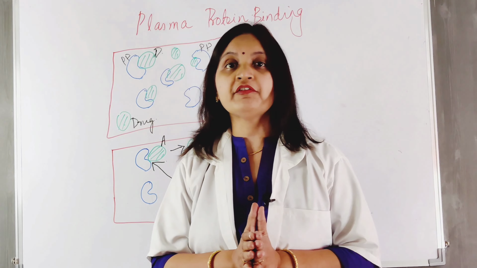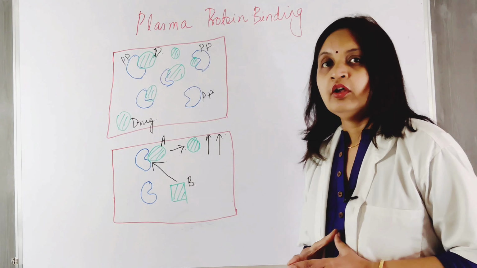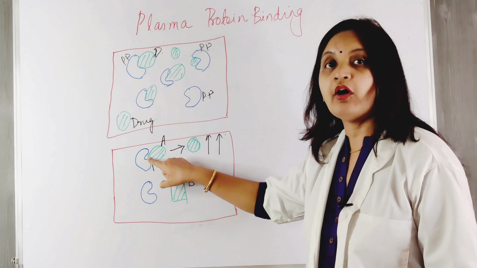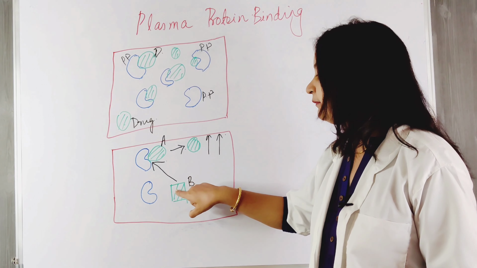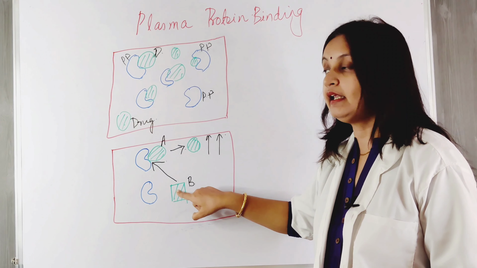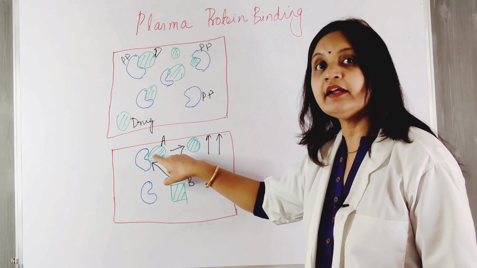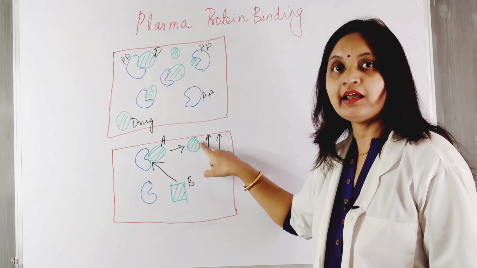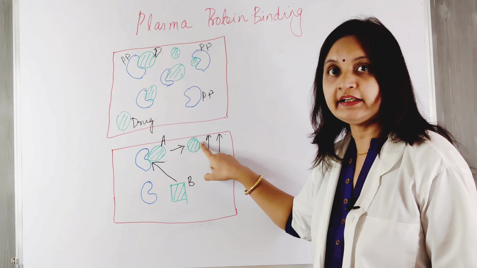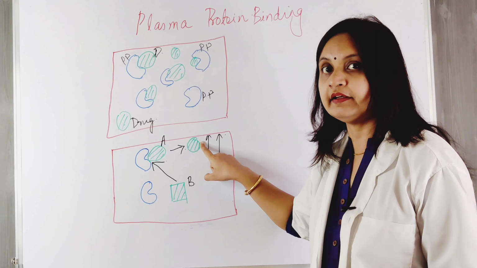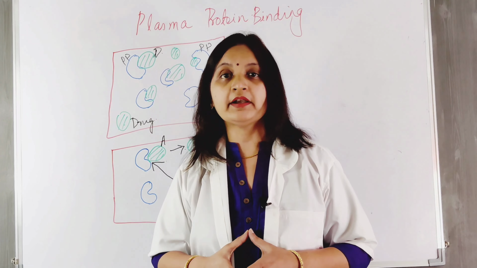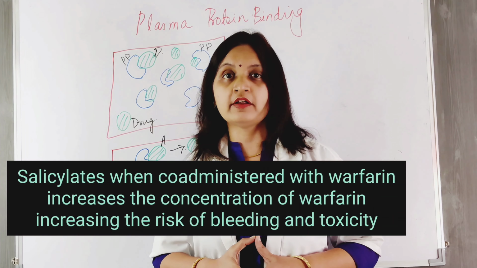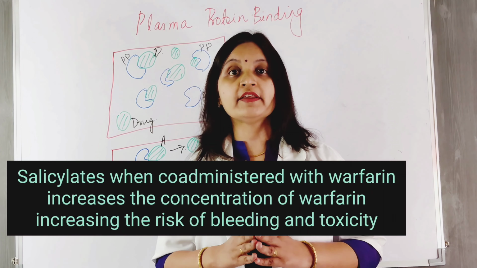So next we move on to displacement interactions, which are caused due to plasma protein binding affinity. We know that drugs differ in their affinity for plasma proteins. So two drugs which have high plasma protein binding affinity compete for the active sites on the plasma protein. If drug B has higher affinity for plasma protein compared to drug A, it displaces drug A which is bound to the plasma protein and increases the concentration of drug A, leading to enhanced pharmacologic activity and increased risk of toxicity. For example, salicylates when co-administered along with warfarin displace warfarin from the protein binding sites, increasing the concentration of warfarin, leading to increased risk of bleeding.